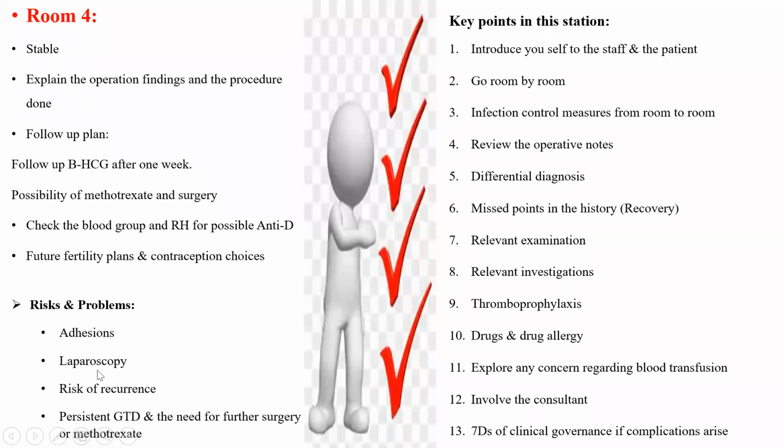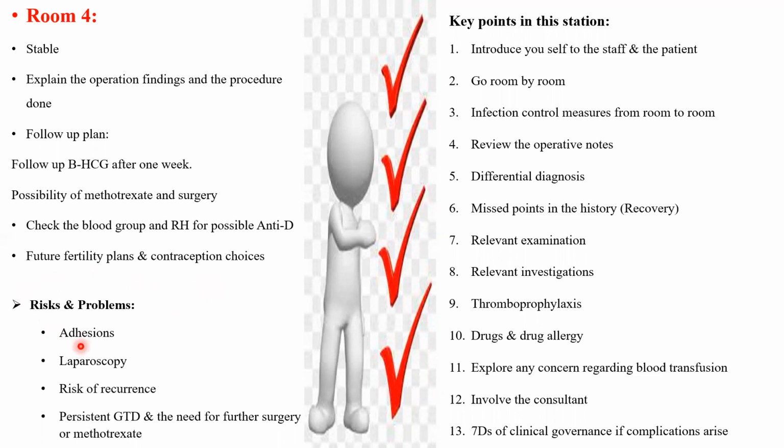So you will explain the operative findings and the procedure to the patient. You will give her the follow-up plan regarding the HCG. She will repeat it after 1 week, then the follow-up and the possibility of methotrexate and surgery. Check the blood group for Rh and the possibility of NTD, and the future fertility plans and the contraceptive choices. And remember to mention the red flags for which she has to come back, like bleeding and pain. And in a future pregnancy, once she knows that she's pregnant, she has to come for an early ultrasound.